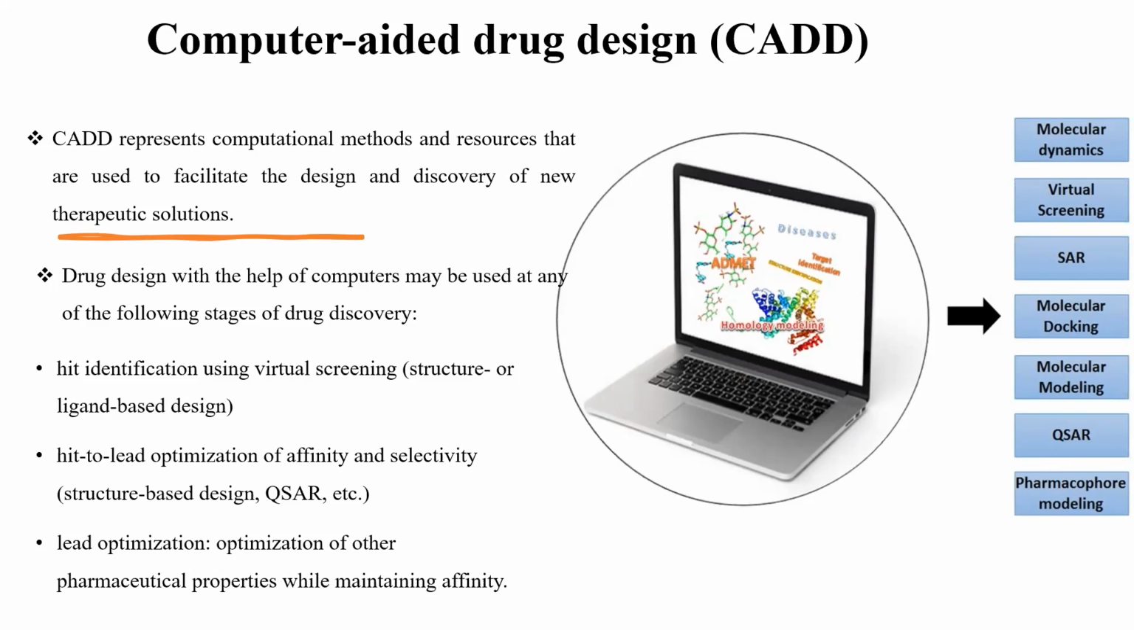And drug design with the help of computer may be used at any of the following stages. There are different stages where we use it, either to identify, identification using virtual screening.